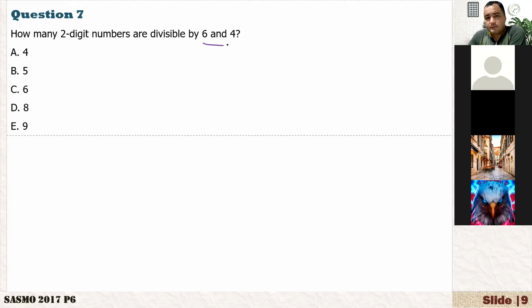No. What numbers are divisible by 6 and 4? I'm not asking the factors of 6 and 4. So what numbers? All the numbers which are multiples of the least common multiple of 4 and 6, which is 12, right? So any number that is divisible by 12 is divisible by 6 and 4.